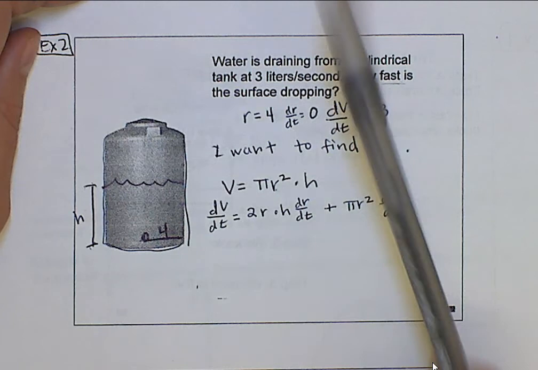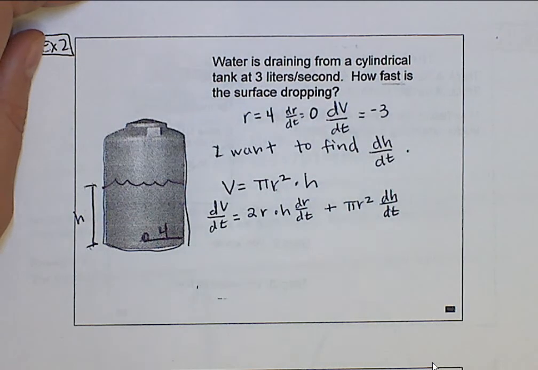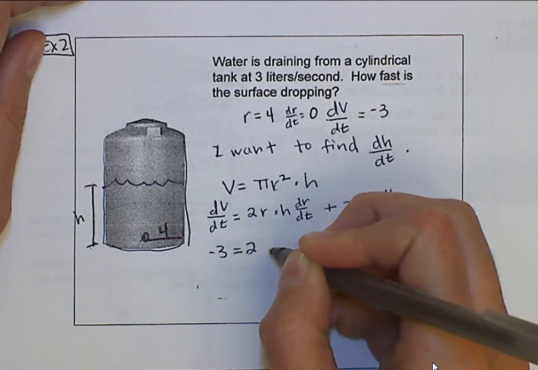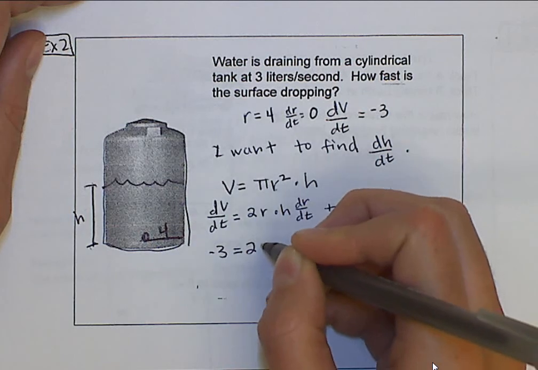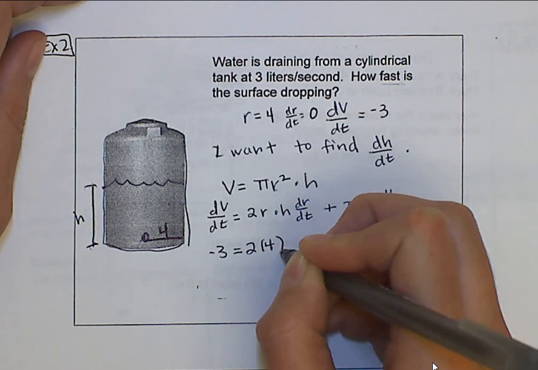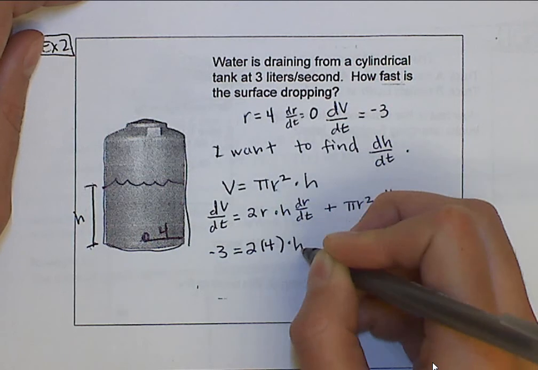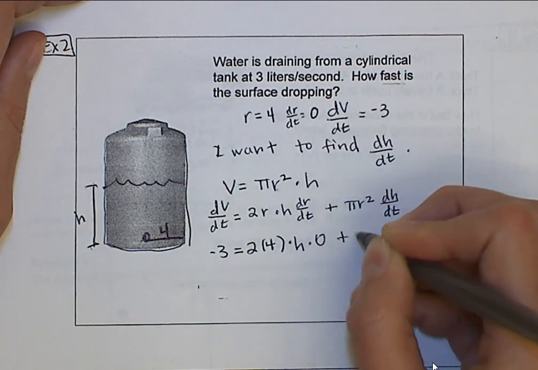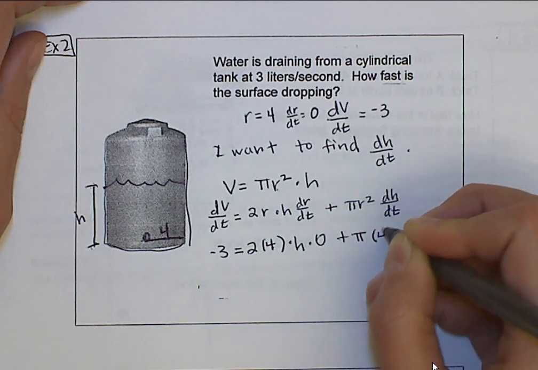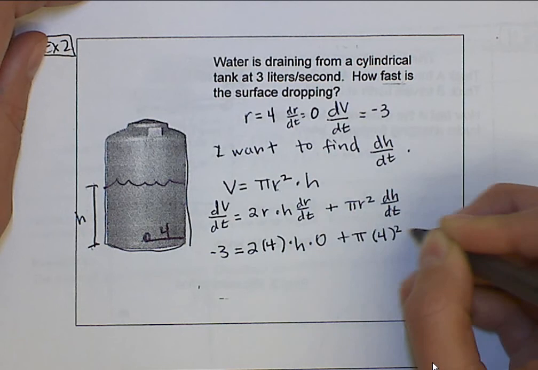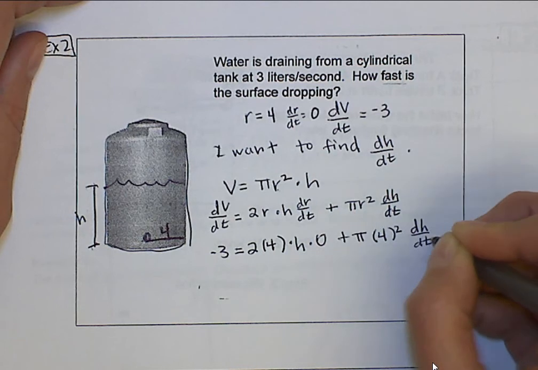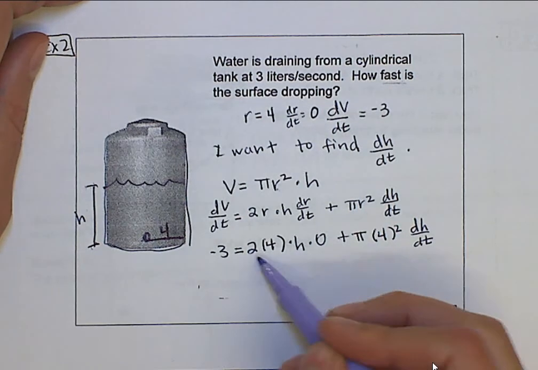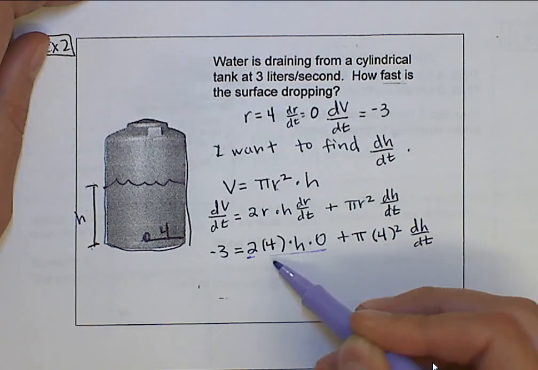Let's plug in what I have. dV/dt is -3. The radius is 4. I do not know the height, because that's changing. dr/dt is 0, plus pi times the radius squared, dh/dt. I don't know dh/dt, that's what I'm looking for. So one good thing is that this whole term is going to cancel out because it's 0.